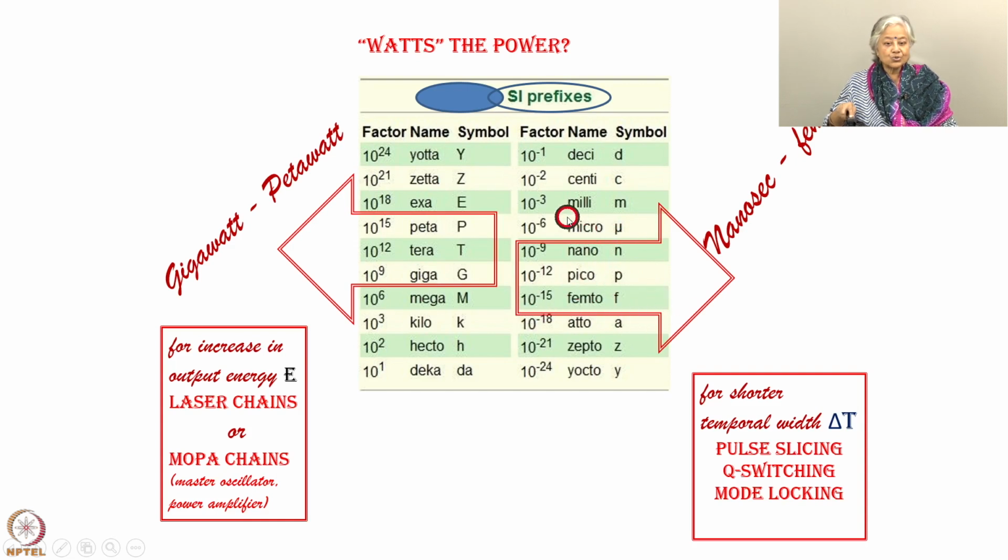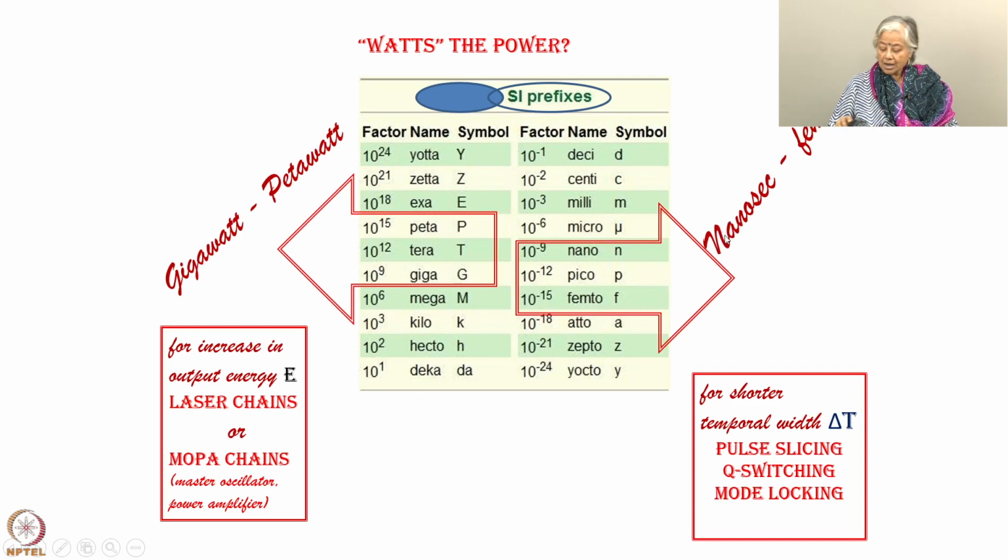So what have you done to 6? You have added minus 3 and you got minus 9. To minus 9 you added minus 3 again, you got minus 12. To this you have added minus 3 again and you have got minus 15. So you have this whole set of pulses which are in nanosecond and femtosecond.